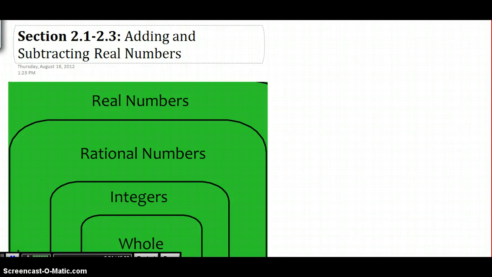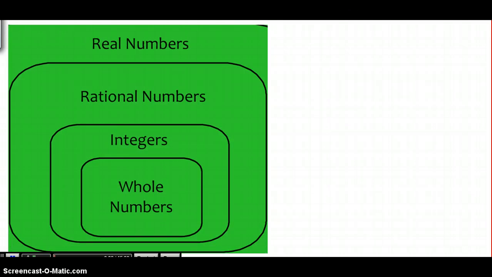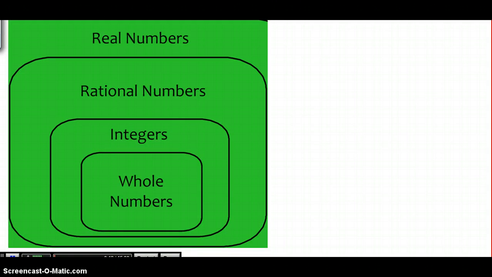Section 2.1 to 2.3, we're going to talk about adding and subtracting real numbers. But before we do that, let's talk about what a real number is. A real number has a bunch of different subcategories. A real number can be a rational number, an integer, or a whole number. So first I want to tell you what a rational number is.